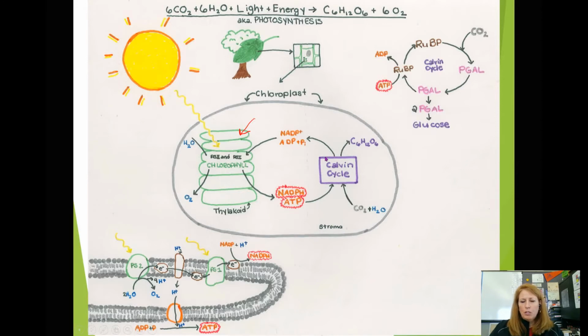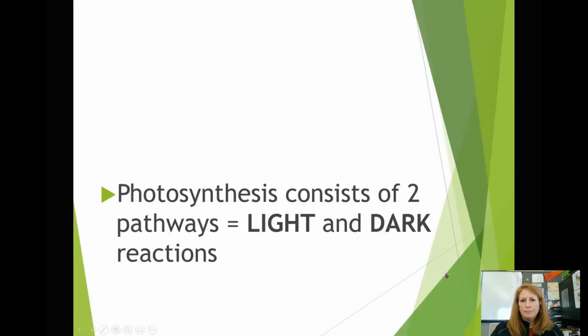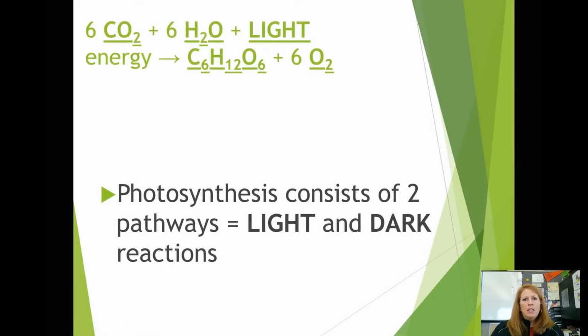And then we're also going to look at the dark reactions, and that is called the Calvin cycle. That'll be our last lecture. You may also remember from the previous lecture that this is a thylakoid membrane, and inside the thylakoid membrane is where light reactions are going to take place. So photosynthesis consists of two pathways, or two parts. We have the light and the dark reactions. Here's our equation again. Do make sure you know that.